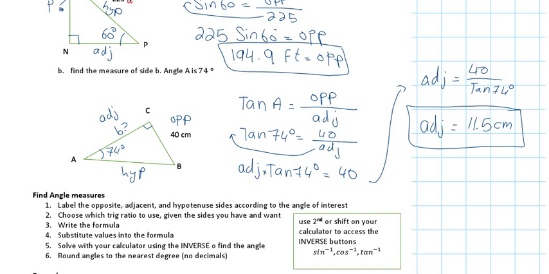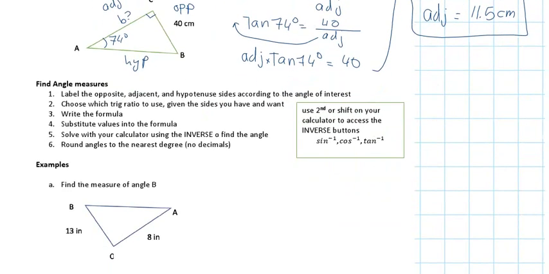Now, in this case, I was given an angle, I was given a side, and I was looking for another side. Okay? Now, sometimes they give you two sides and they want you to find an angle, like we did in the previous review. Okay? So anytime you are looking for an angle, you're going to have to use the inverse button on the calculator. Okay? This is whenever you're looking for an angle.